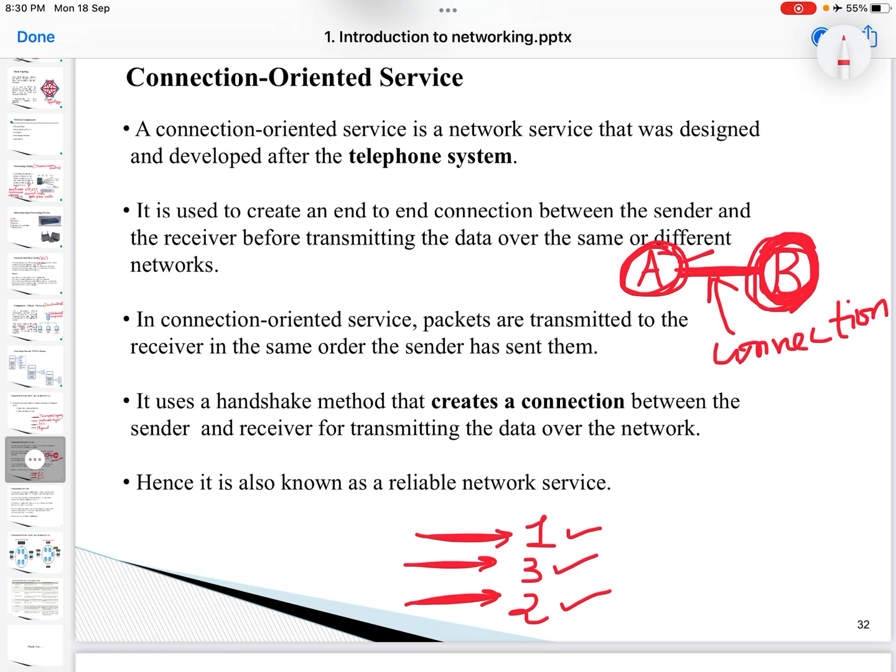So when you are creating a connection, then if that connection is not broken, it is a guarantee that the data packet will be transferred from A to B. So when you say that it is a guarantee, that means it is a reliable network service. It gives the guarantee that the data will be transferred.